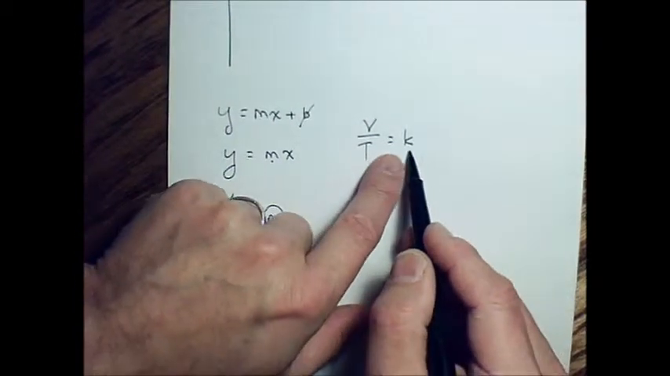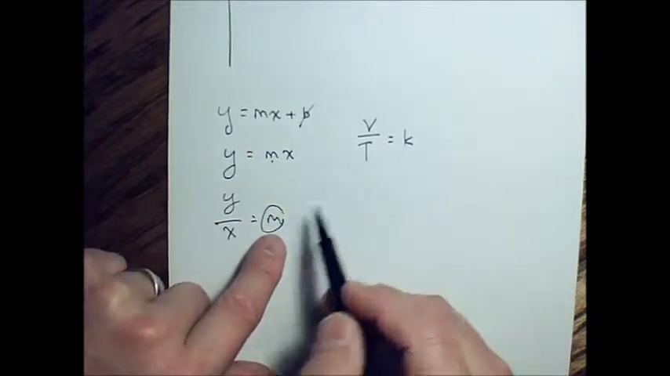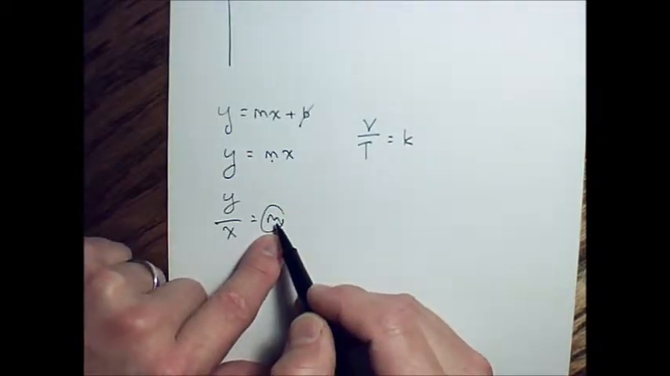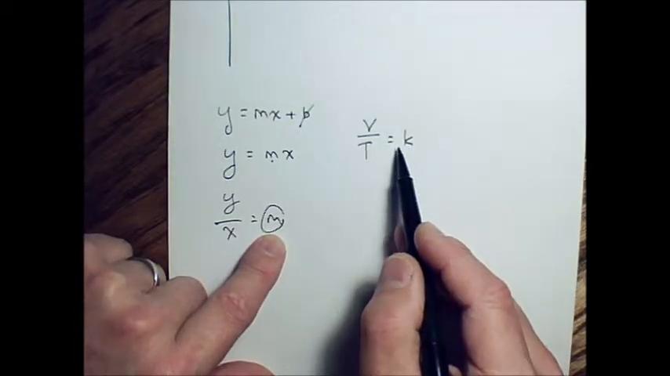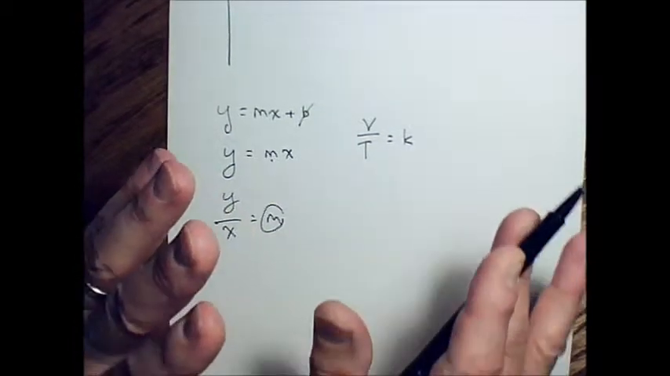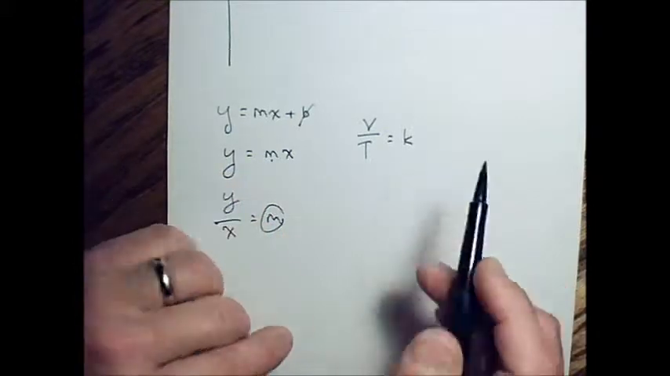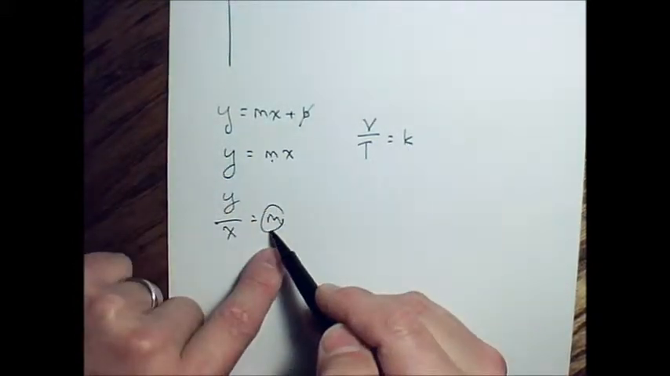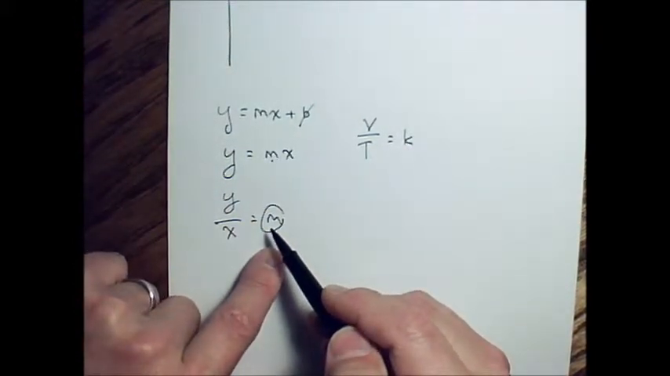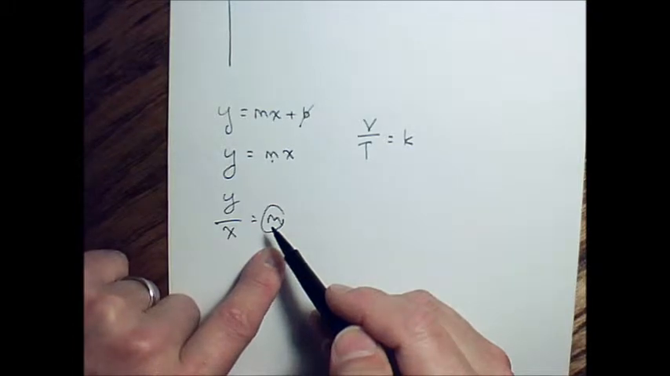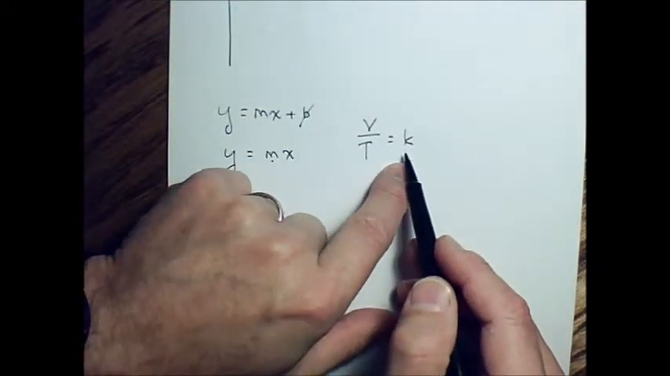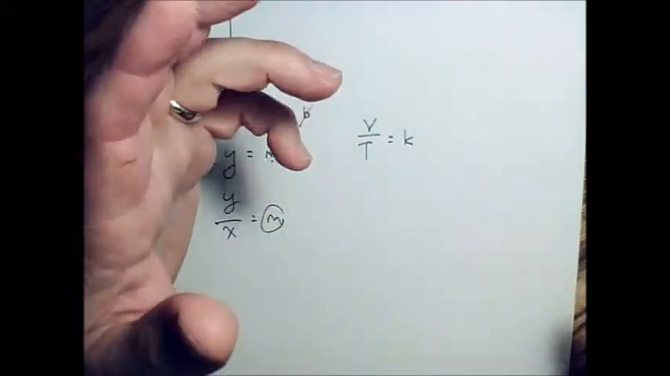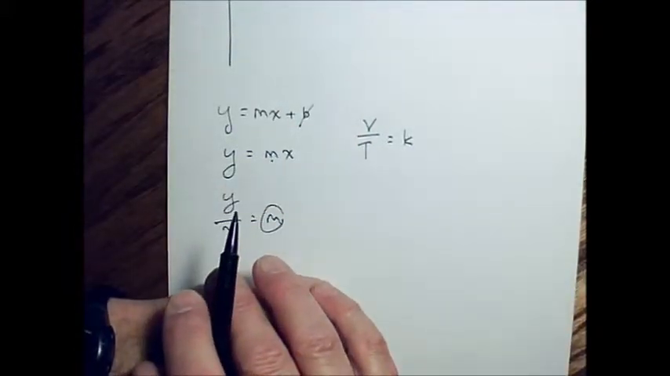K is a constant, but on a graph, K becomes your slope. Nine times out of 10, when you graph some actual data from the natural world, science, K is the slope of the graph. That's the constant. Does that make sense? Why is it K? Well, because that's the symbol that scientists have agreed on as being the symbol for a constant.